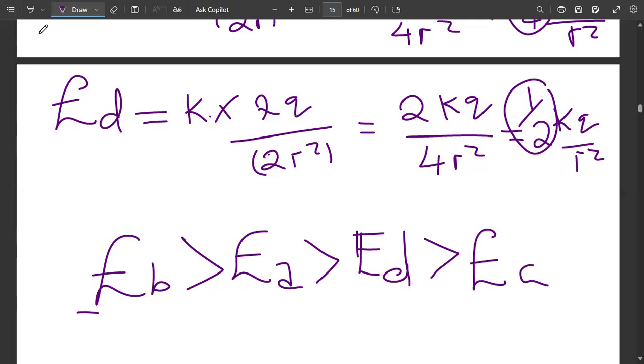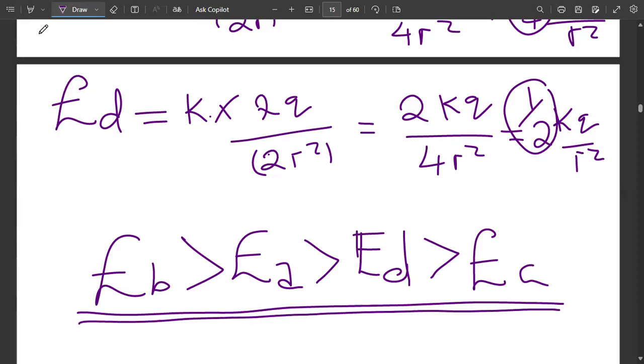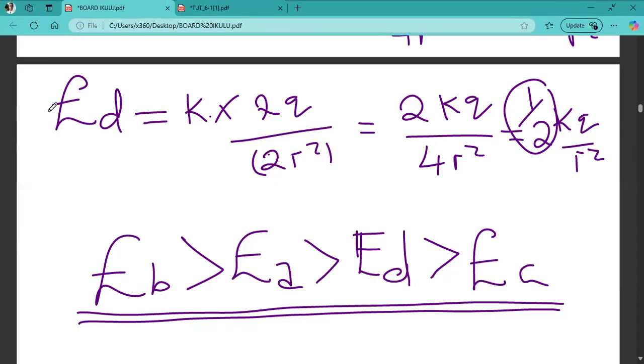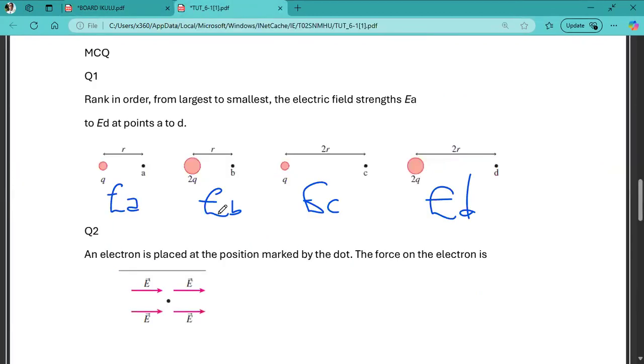So for us to rank these from largest to smallest, we're going to say it's EB, which is greater than EA, which is greater than ED, which is greater than EC in that manner. Okay, so that's the answer for question 1. We can go to the next question.